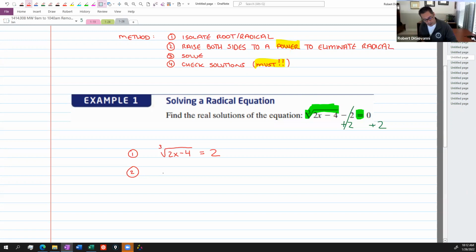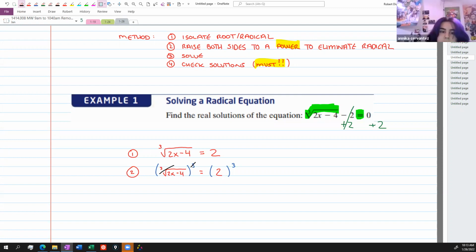So what we're going to do is take this side of the equation and raise it to the third power, and whatever we do to one side, we have to do to both sides. And Annika, the reason we did that is because now the cubing and the cube root will kill each other off. And so all you're left with is what on the left side, Annika? Just the 2x minus 4. There you go, 2x minus 4. And then what about the right-hand side? You get 8.